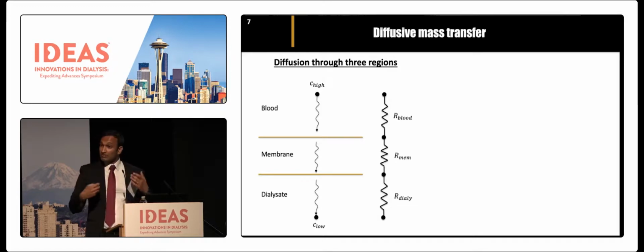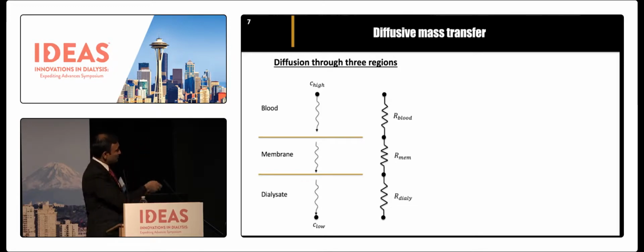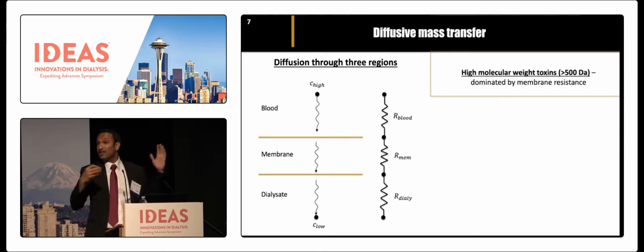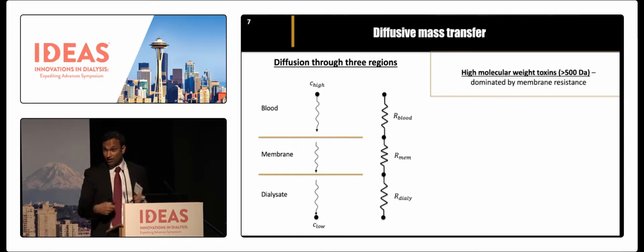And so what that means is I'll have to move through three regions, and each of these regions will have a different resistance to what is known as mass transfer. Okay? Now, typically, when you're looking at very high molecular weight compounds, they're about greater than 500 Daltons in size. The resistance of mass transfer through the membrane is what dominates the diffusion, which means that the molecules diffuse much slower through the membrane than through any other things. And so the properties of the membrane, like the pore size and all that, play the biggest role in determining the mass transfer rate. Okay?